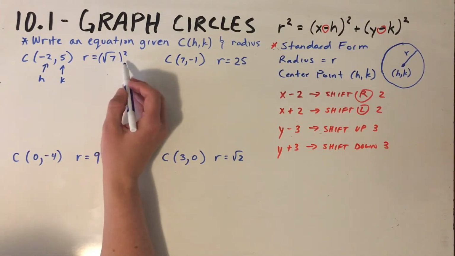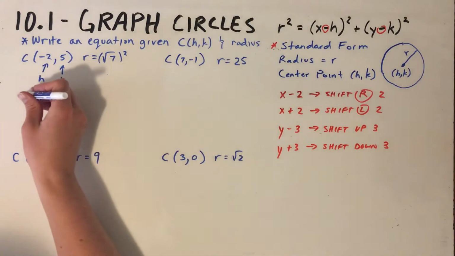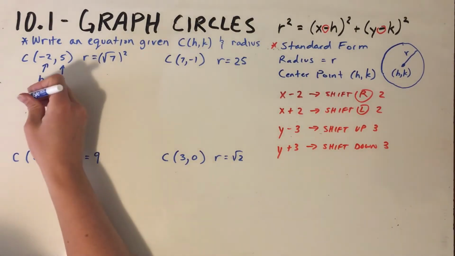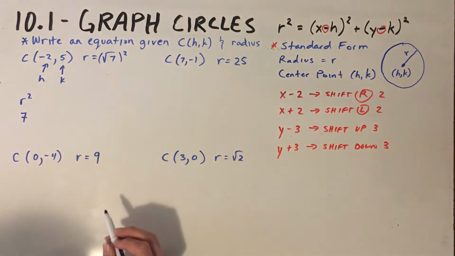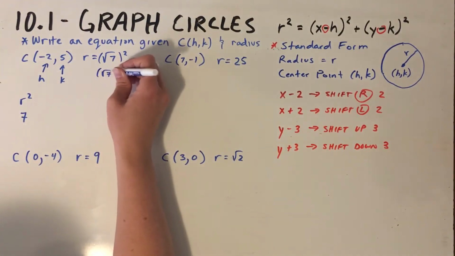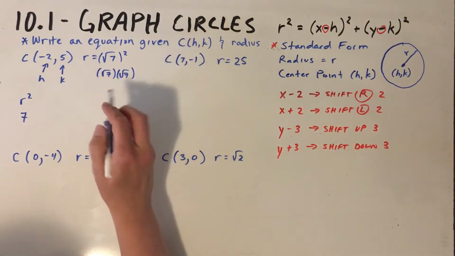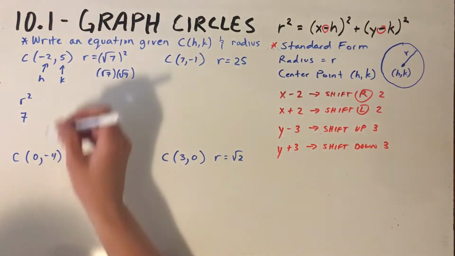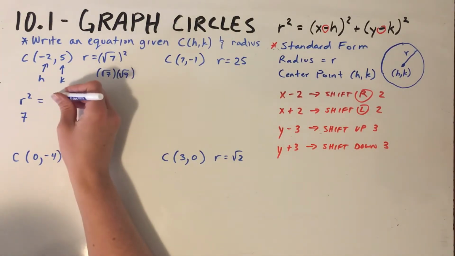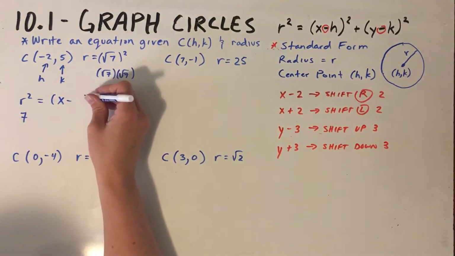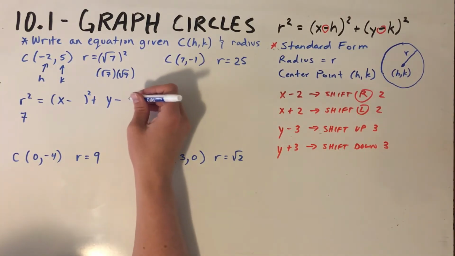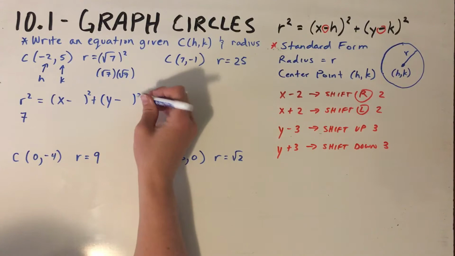Well, the square root of 7 times the square root of 7 is just 7, so r squared here is 7. Again, square root of 7 times the square root of 7 is the square root of 49, which is 7. And then that is going to be equal to x minus whatever my h value is squared plus y minus whatever my k value is squared.